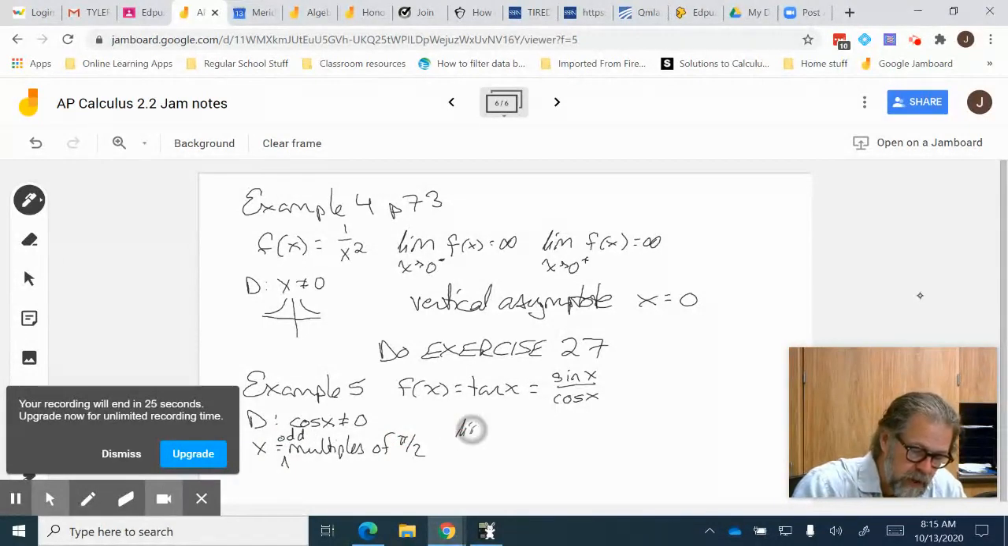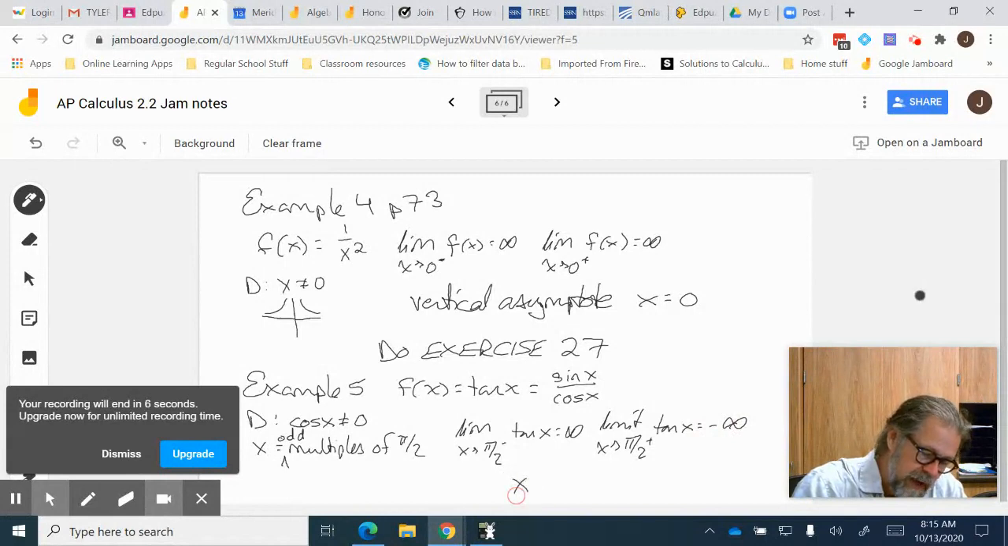So we'll take the limit as x approaches pi over 2 from below of tangent x, and that's going to be infinite. The limit as x approaches pi over 2 from above of tangent of x is negative infinity. So we have an asymptote at x equals pi over 2, and we can repeat that for every other odd multiple.